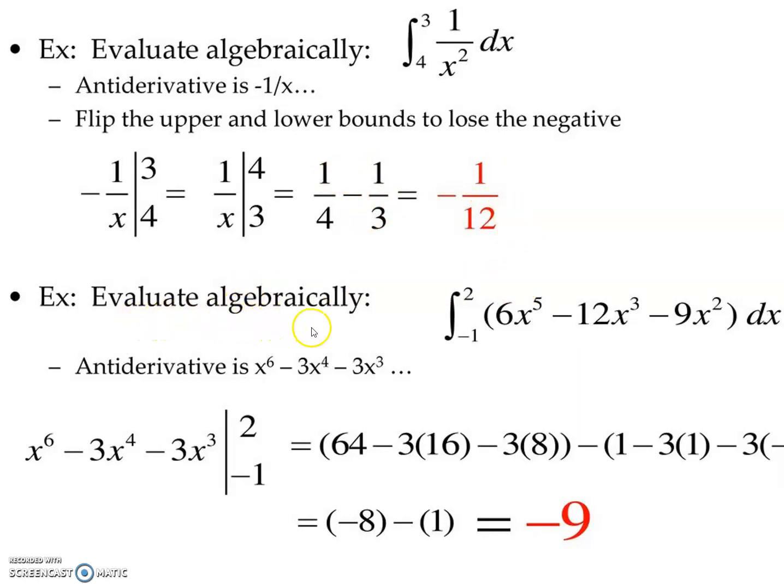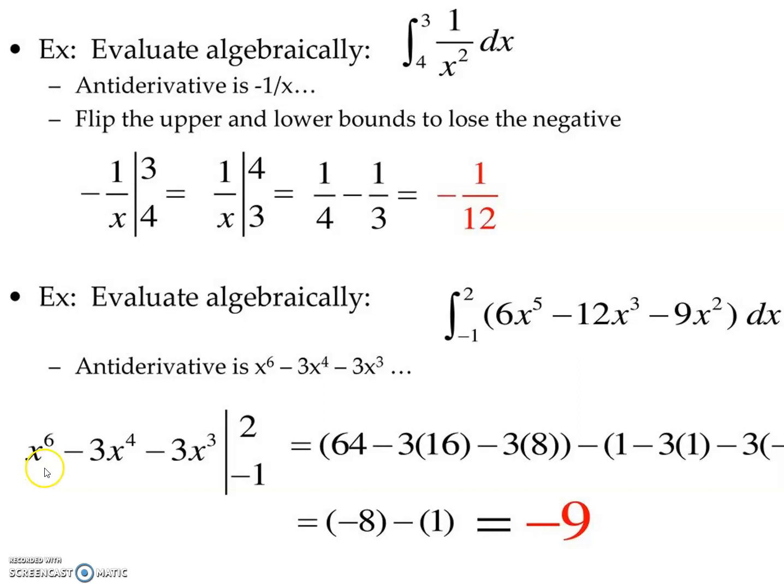Now evaluate algebraically. Lower limit is minus 1, upper limit is 2, 6 x raised to 5 minus 12 x cube minus 9 x square dx. We know antiderivative means integration of x raised to n is x raised to n plus 1 upon n plus 1. That's why x raised to 5 integrates to x raised to 6, x raised to 3 integrates to x raised to 4, and x raised to 2 integrates to x raised to 3, all with the denominator constant.